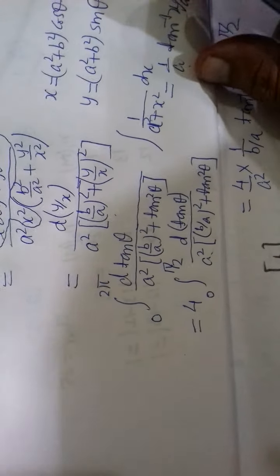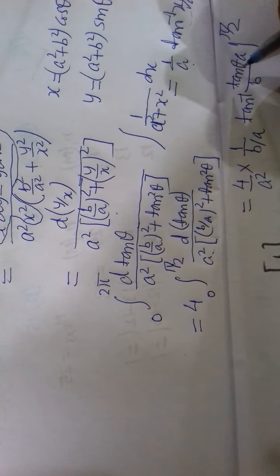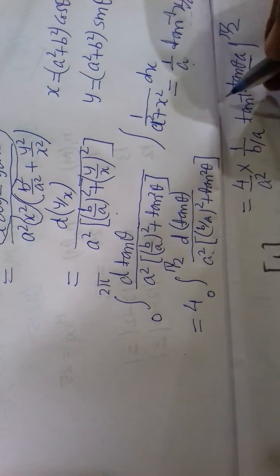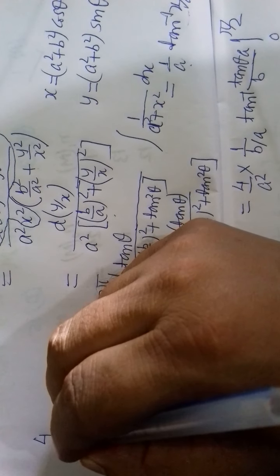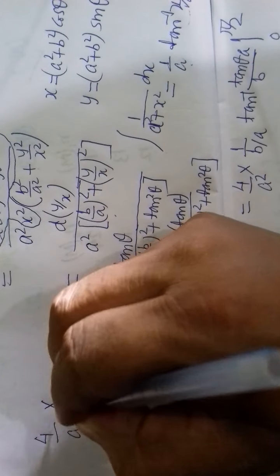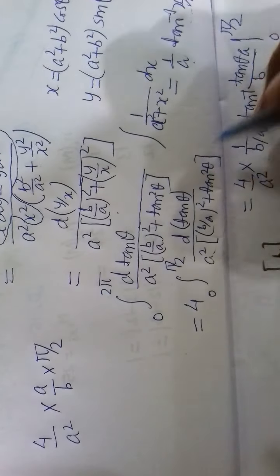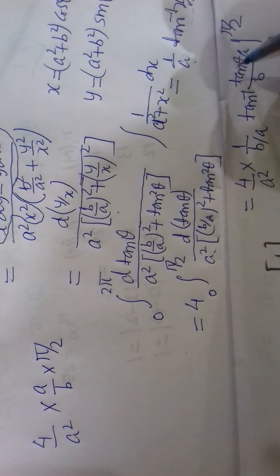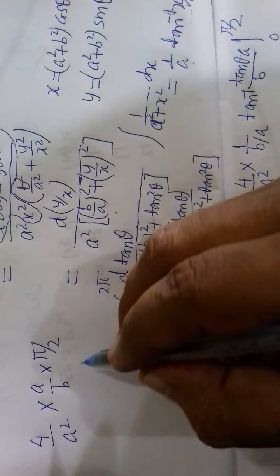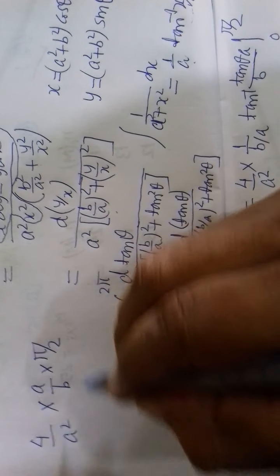Now we have to put the limit 0 and pi by 2. Putting pi by 2, this becomes infinity, and tan inverse infinity is again pi by 2. So this whole thing will be pi by 2. So here I write 4 by a square into a by b into pi by 2, and putting the limit 0 makes the whole thing 0. So it remains only this expression.